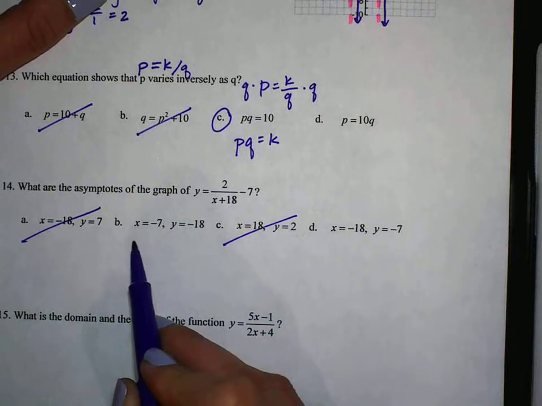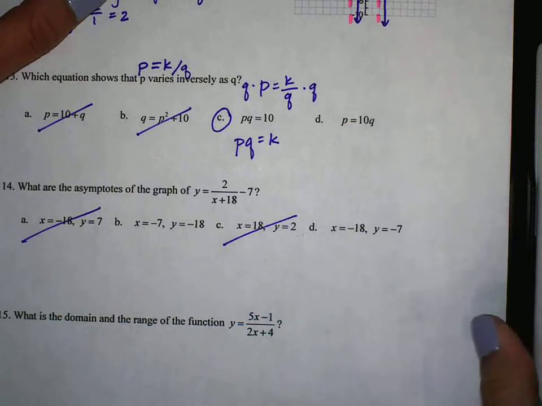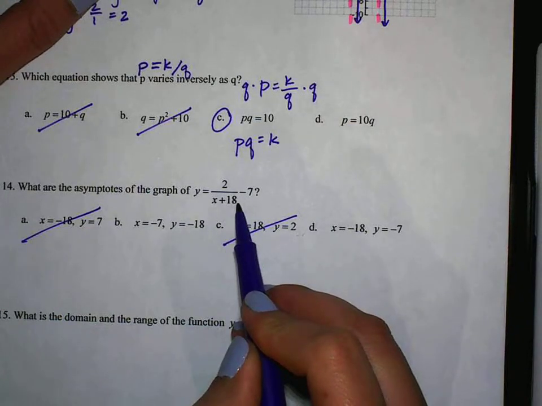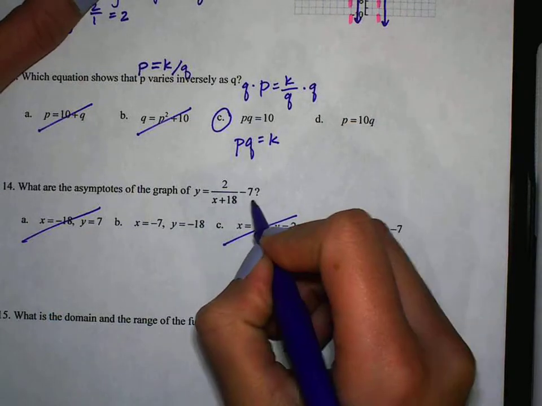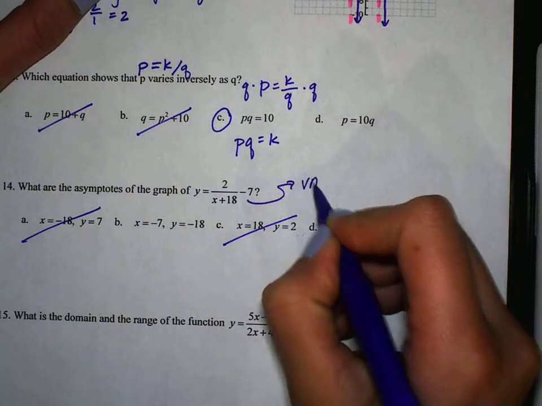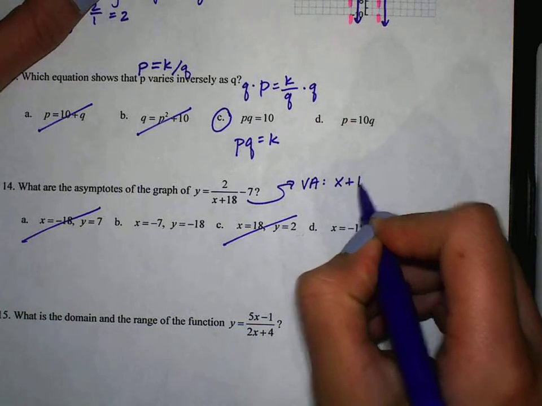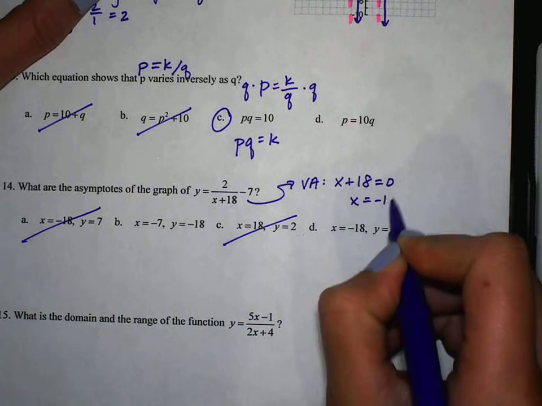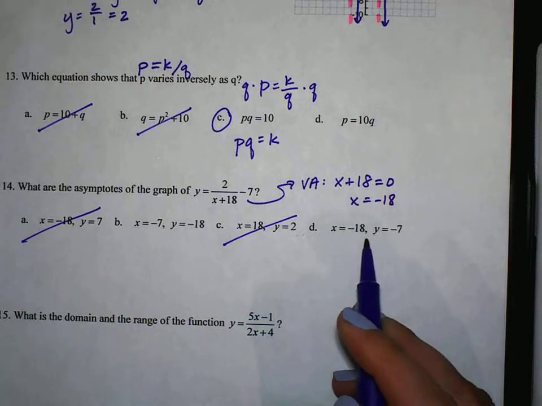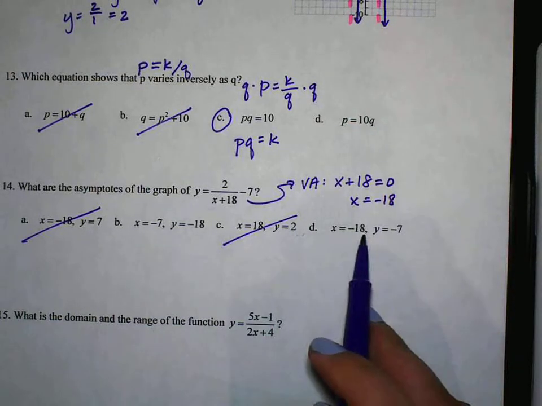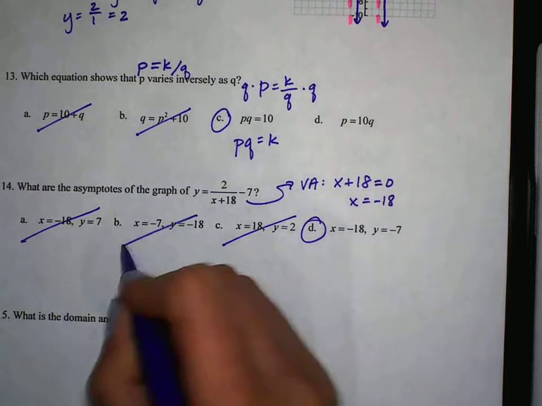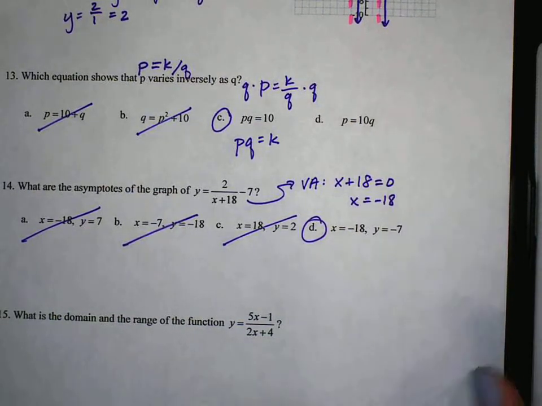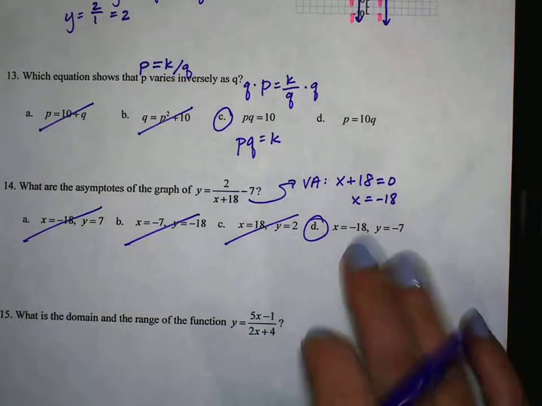So I have B and D left. Now, what I know is the vertical asymptotes come from the bottom. So if I set the bottom equal to 0, x equals negative 18. Let me see, out of the choices that are left, which one has x equal to negative 18. Well, that would be D. Okay, B is out, so my only one left is D, and that would be my answer.